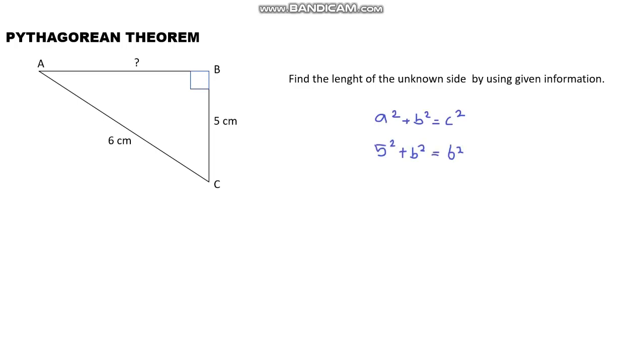If I say that A is 5 centimeters, the unknown side should be B, and I can see that the hypotenuse is 6 centimeters. Then 5 squared is 25, plus B squared equals 6 squared, which is 36. If I subtract 25 from both sides, that means B squared equals 11. And if I take the square root of both sides, I can find B. B is square root of 11 centimeters.